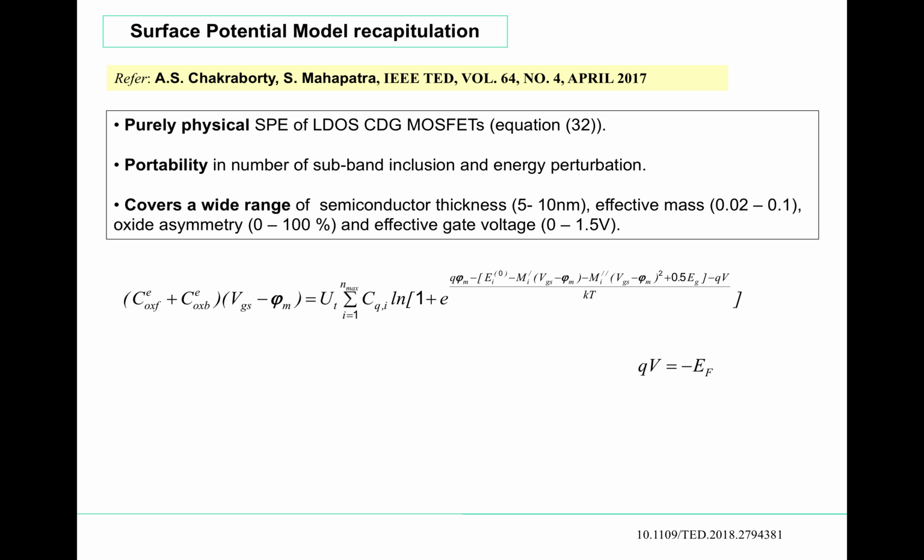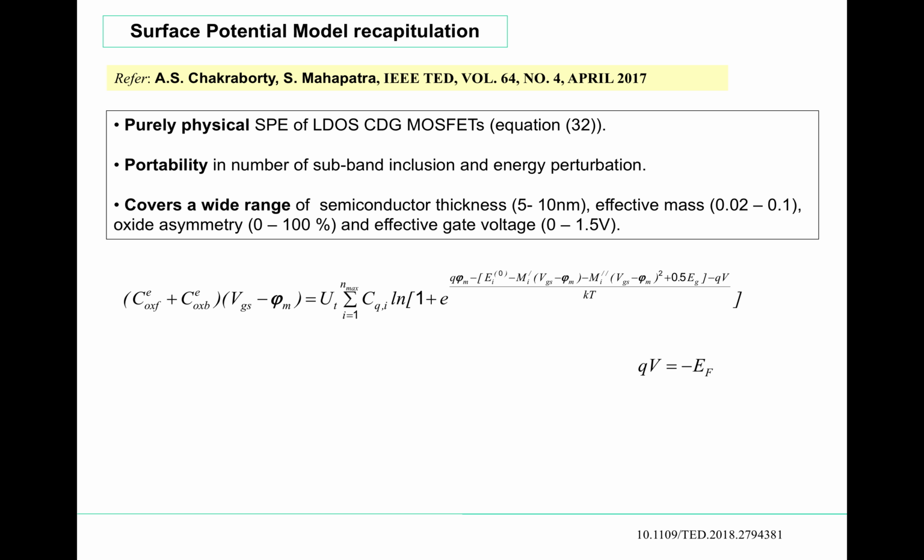Before going into the transport modeling, how I model the transport equation, I would like to briefly recapitulate the surface potential model published in our earlier research. It was a purely physical surface potential equation for low density of states material common double gate MOSFETs. It's given in equation 32 in our previous research. It is very portable in nature.